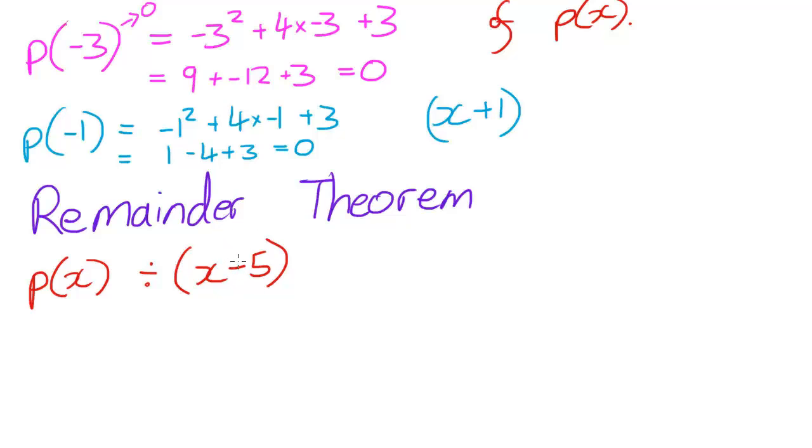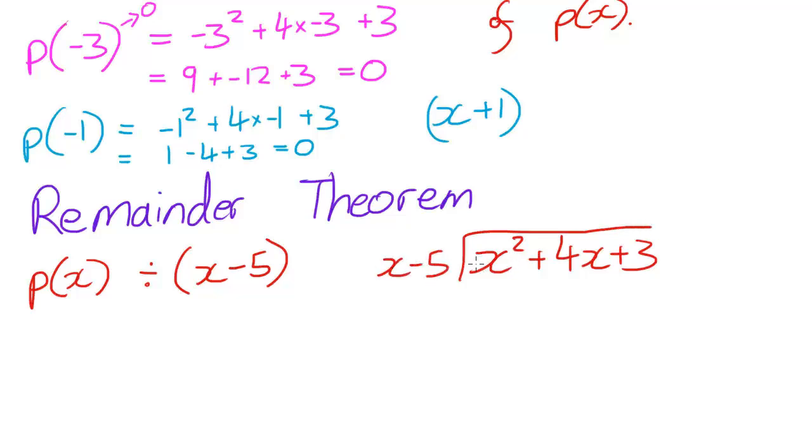And that's quite difficult to do if you have, what was our p of x? Our p of x is x squared plus 4x plus 3. So we could use long division here. We'll use long division, put x minus 5 over here and say, well, what's this divided by this, and do it longhand like that. But there is a quicker way.